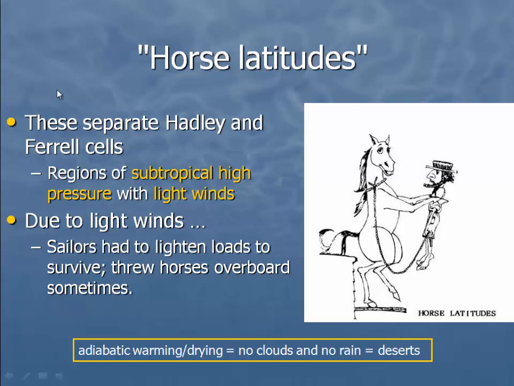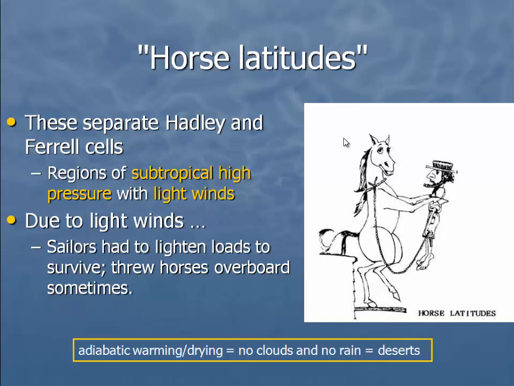The folks that were doing a lot of trading across the Atlantic, sailors, had very big issues crossing 30 north and 30 south latitude because of the very light wind, and oftentimes they were trading spices or livestock, and one of the biggest things they were bringing over to the Americas were horses, and oftentimes they would throw the horses overboard to lighten their load, a very cruel practice, but they needed to be able to move.